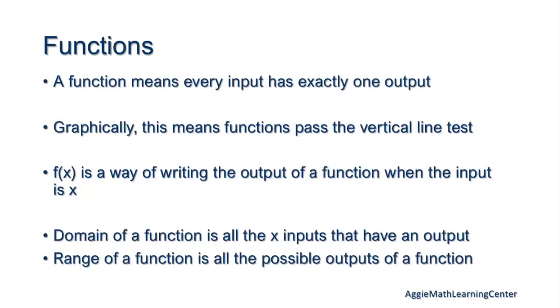This means that a function passes the vertical line test, so if I have a vertical line and I'm going through, there's only one thing that it hits at one time. If it hits 2 things, it's not a function. F of x is a way of writing the output of a function where the input is x. So if I put in an x, I'm going to get an output of f of x, whatever that may be. The domain is the x inputs, the range are the y.